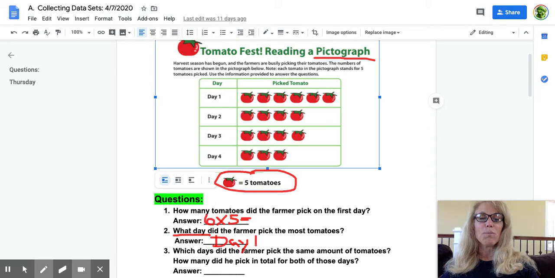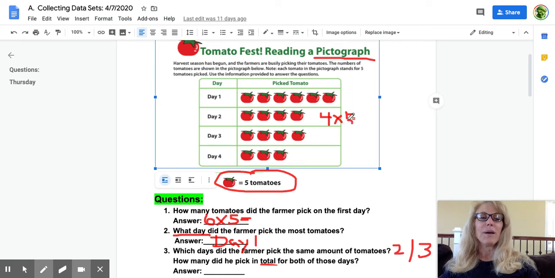Which days did the farmer pick the same amount of tomatoes? So go back up into your pictograph and figure out those days. If you said day number 2 and day number 3, you're correct. But now we need to take it a step further. How many did he pick in total for both those days? So we're going to have to do a little bit of math. So we count 1, 2, 3, 4. We have 4 tomatoes, but we also know that each tomato is worth how many picked? 5. Perfect.